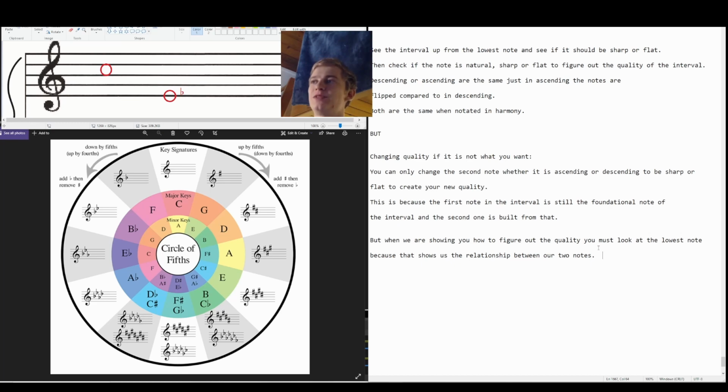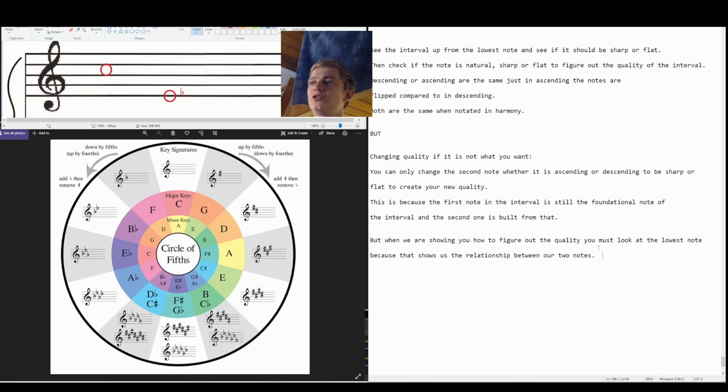Okay, so to sum this up, you see the interval up from the lowest note, and you see if it should be sharp or flat. Then you check if the note is a natural, sharp, or flat in the state that it's in right now to figure out the quality of the interval. Descending or ascending are the same, just in ascending the notes are flipped compared to in descending. Both are the same when notated in harmony.